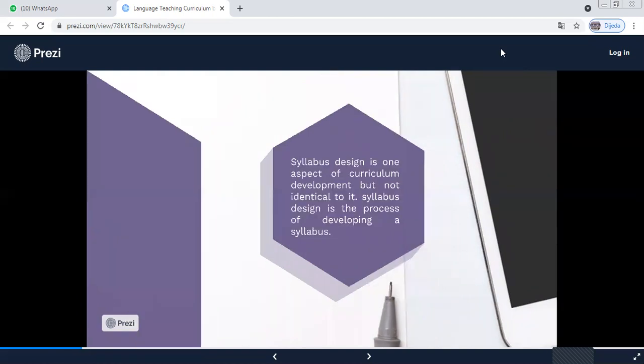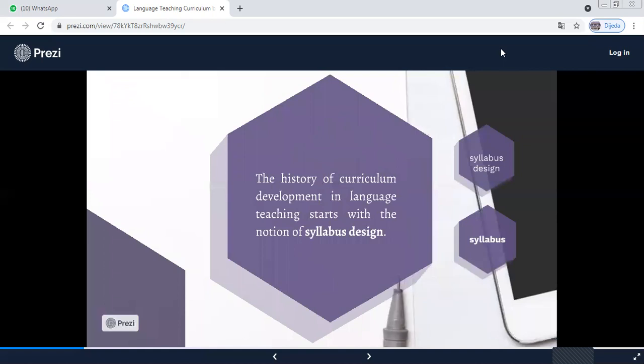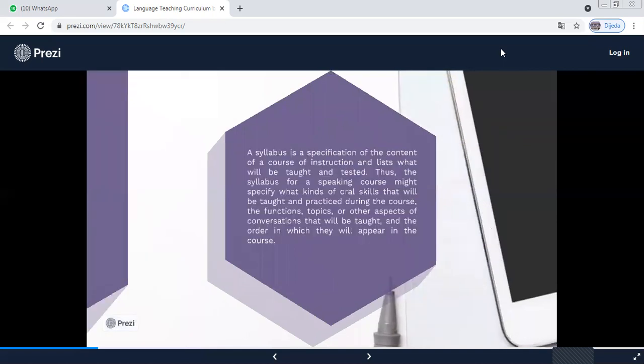And a syllabus is a specification of the content of a course of instruction and lists what will be taught and tested. Thus, the syllabus for a speaking course might specify what kind of oral skills that will be taught and practiced during the course. The functions, topics, or the aspect of conversation that will be taught and the order in which they will appear in the course.